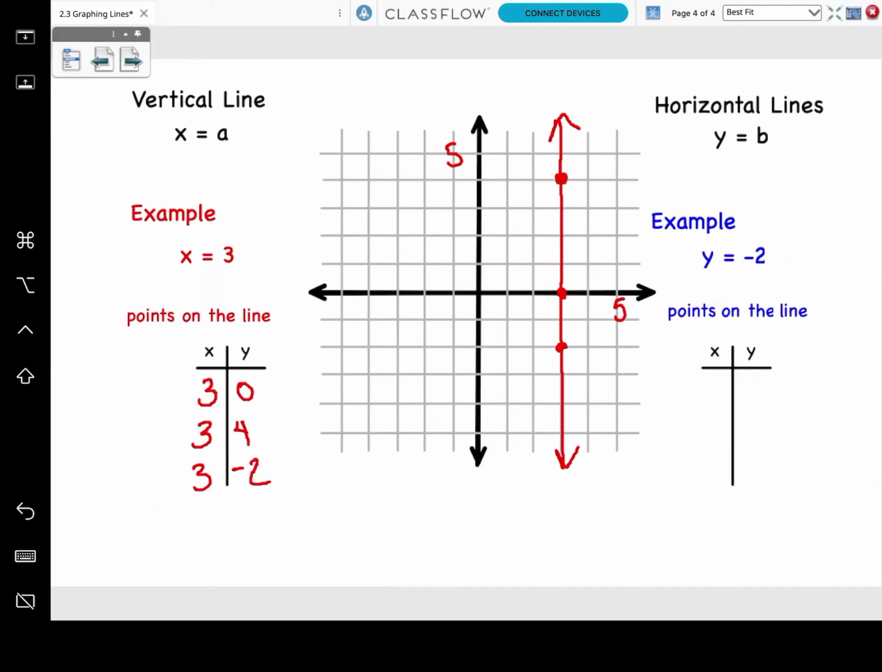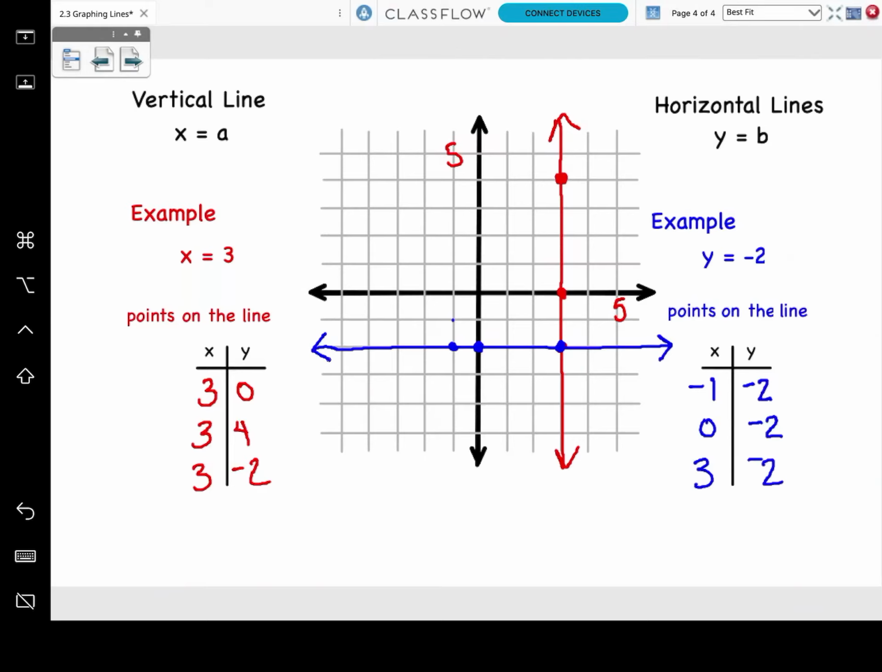So now in this one, horizontal lines in blue, y equals some number b. The only thing we know is that our y value has to be negative 2 in this case. So x could be something like negative 1 or 0 or 3. Okay, y is negative 2. So let's plot some of those points. (-1, -2), (0, -2), (3, -2). And they all line up on this horizontal line that I drew in blue. So if you can remember that y equals is a horizontal line and x equals is a vertical line, you'll be in pretty good shape.